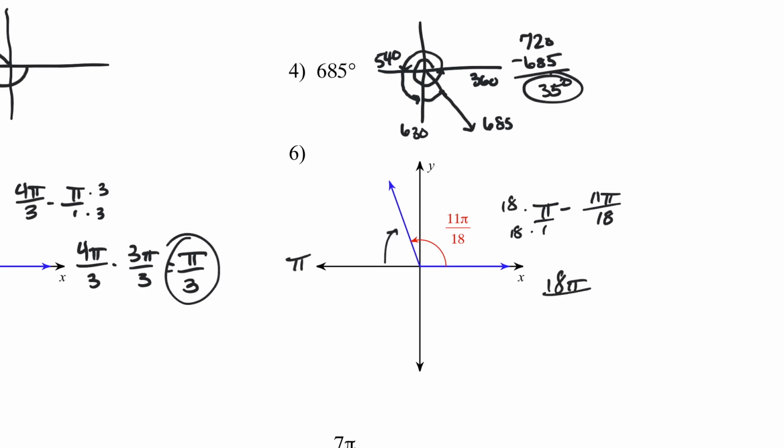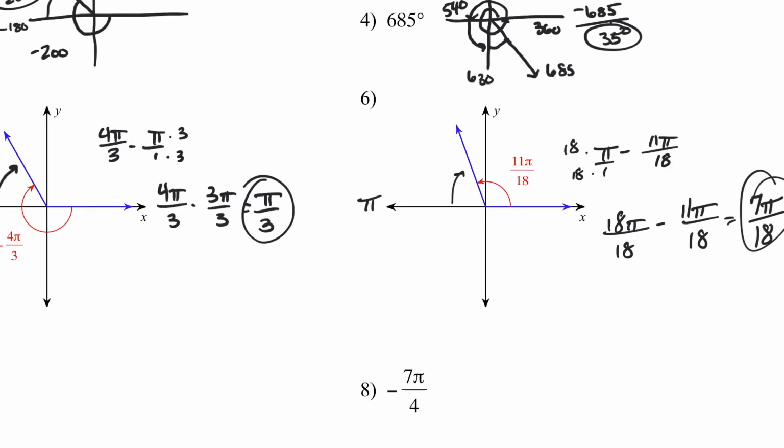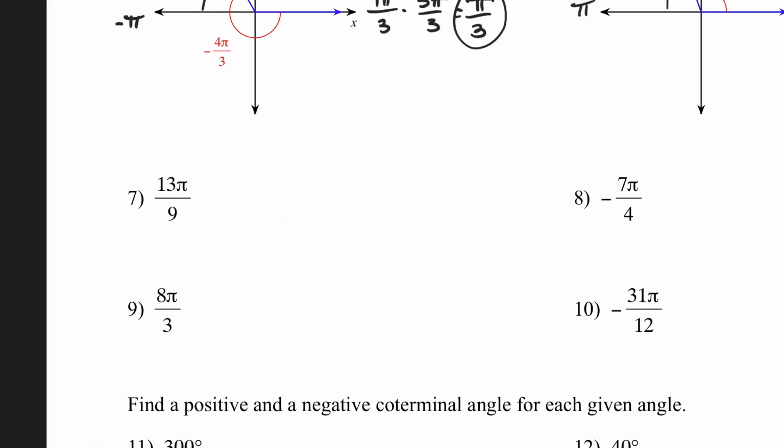Get your common denominator with your 18s. And then since it's just 1 pi, you're always going to have the same number top and bottom and subtracting. And it's usually this denominator, so I don't really have to work for that to get 7 pi over 18.